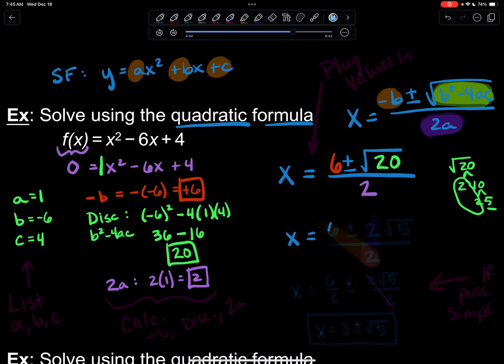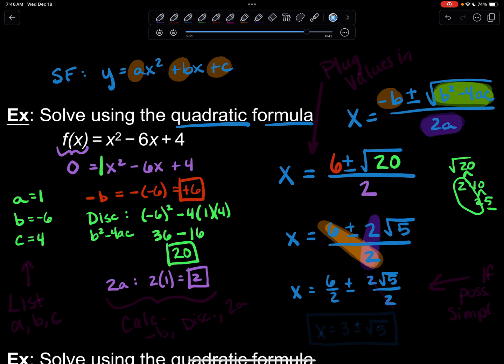So I'm going to have x is equal to 6 plus or minus 2 times the square root of 5, all divided by 2. Now, if you notice, both the 2 and the 6 and 2 are divisible by 2. So I need to distribute that division to both the 6 and the 2 in the numerator. And really, that's going to look like 6 over 2 plus or minus 2 times the square root of 5 over 2, right? That's how I can distribute that division.